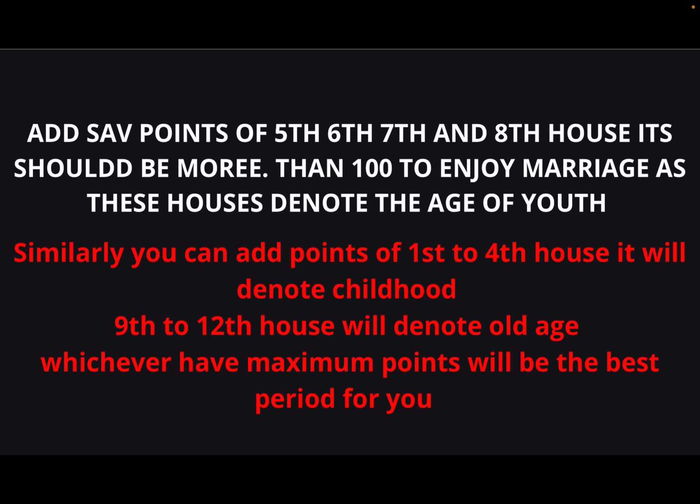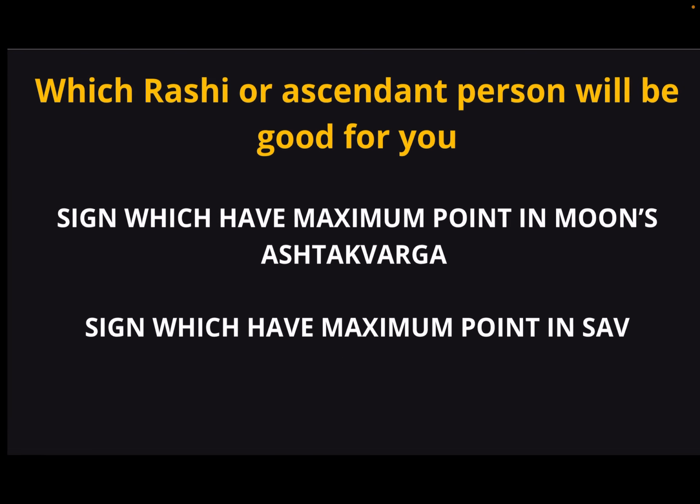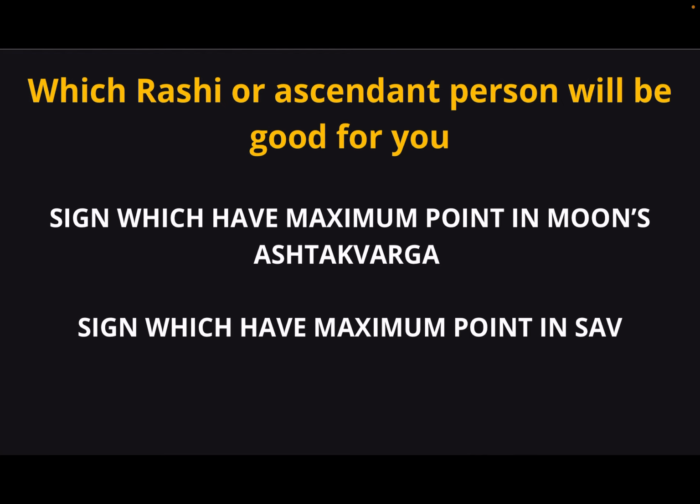Similarly, the 1st to 4th houses show the childhood of a native, and the 9th to 12th houses show old age. So now you know whether a person had a more blissful childhood, youth, or old age by the number of Sarvashtakvarga points. Whichever group has the highest shows that that period was more lucky and prosperous for the native. Similarly, you can use it for other methods also, for decoding other parameters of life.